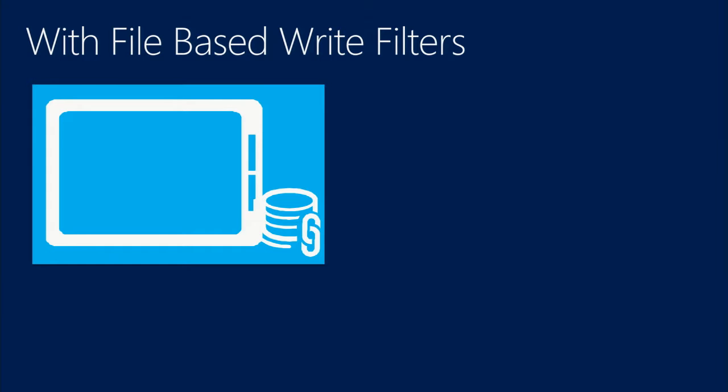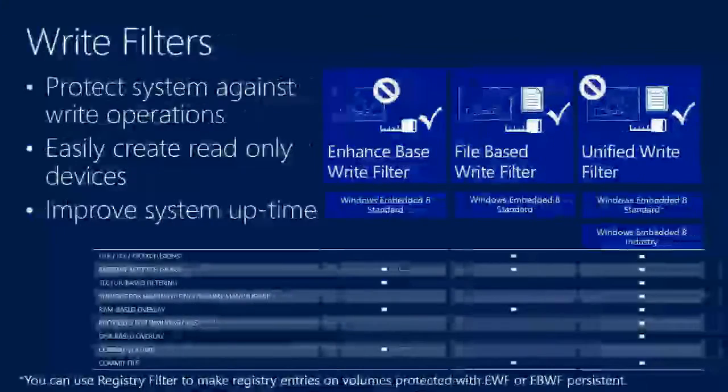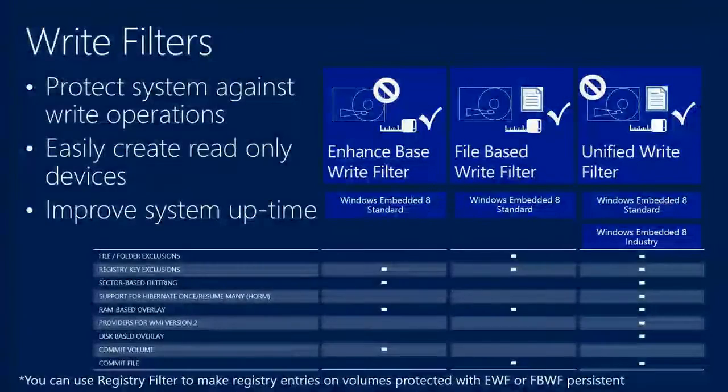So with file-based write filters, you can configure exclusions. You can say, you know what, you can lock the entire device, but leave the SQL CE folder or database alone. Let it not be protected. So then every time the first inventory data is sent to the server, it does write a copy to the SQL CE database because it is not locked from being written to. So next time onwards, it's only going to check what it has already sent and send a delta, so everything goes happy. That's why we recommend using file-based write filters.